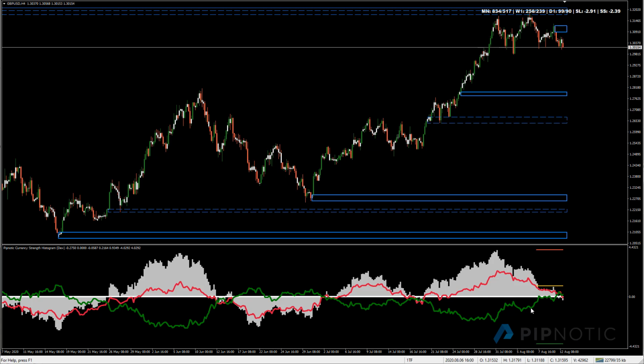And this is just focusing on currency strength. When you combine that with the software that focuses on supply and demand, when these two overlap, then you have a very high odds trade setup.